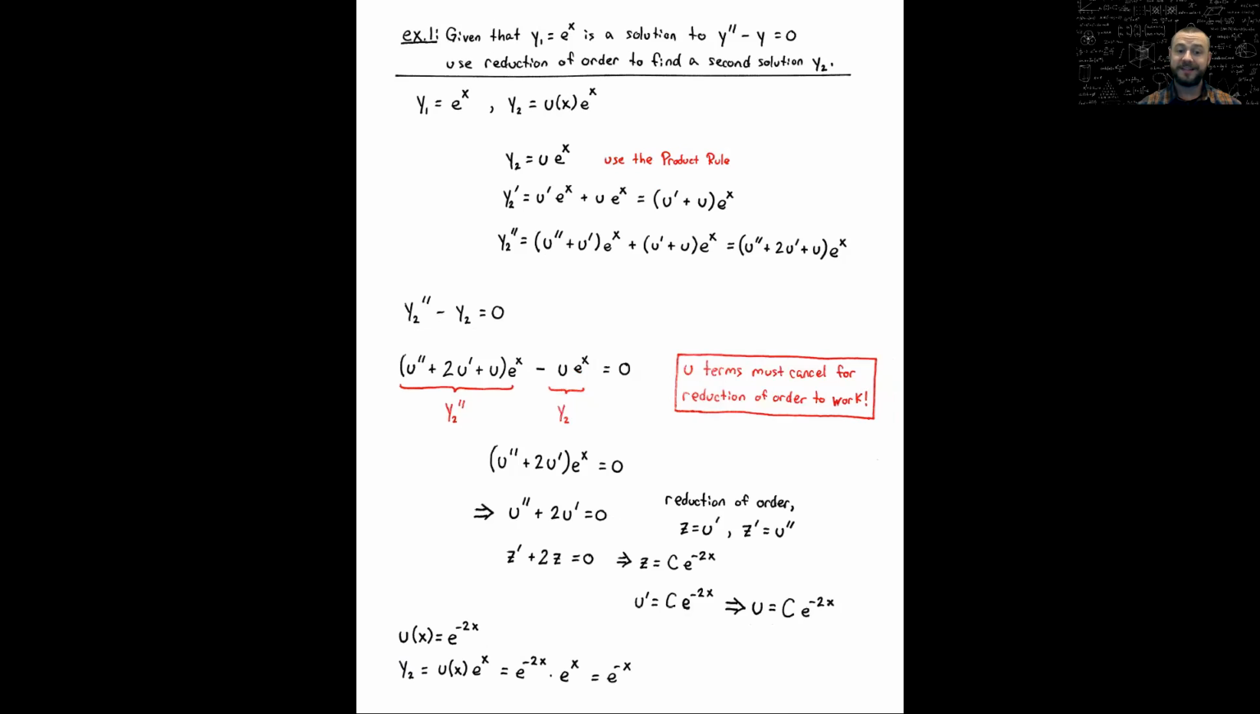Now, u itself is not a second solution, but u times y1 is. So if we go back to the beginning, we now know what u of x is, e to the negative 2x. If you plug that in, and just be careful with manipulating your exponentials, e to the negative 2x times e to the x, add the exponents, you'll get y2 as e to the negative x.